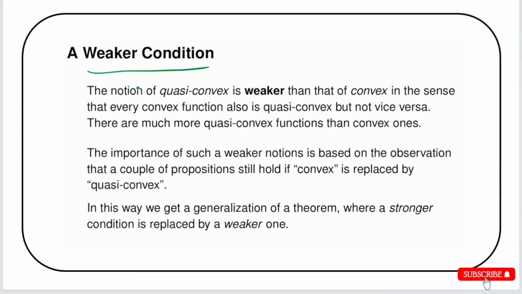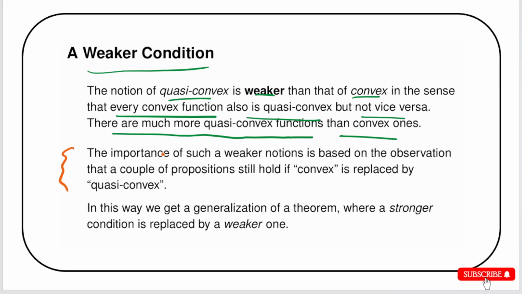Now see the weaker condition, why we are saying it's a weaker condition. The notion of quasi-convex is weaker than that of convex, in the sense that every convex function is also quasi-convex, but not vice versa, which we have discussed. And there are many more quasi-concave or quasi-convex functions than convex ones. What is the importance? The importance of such a weaker notion is based on the observation that a couple of propositions still hold if convex is replaced by quasi-convex.